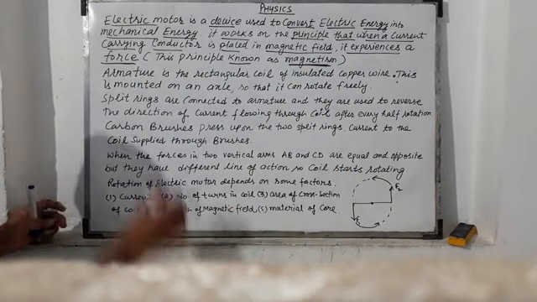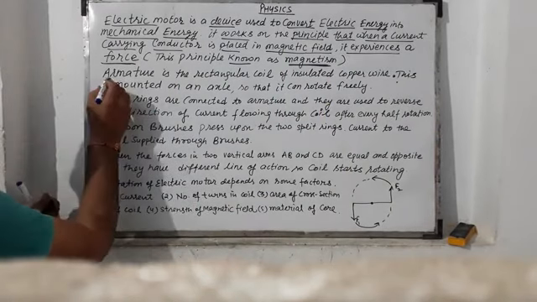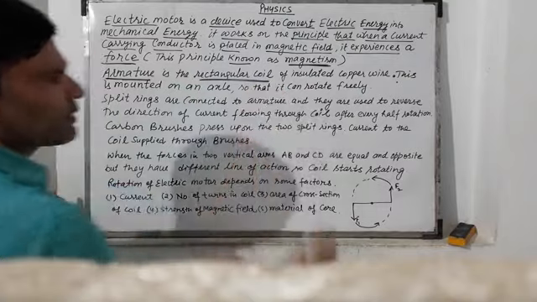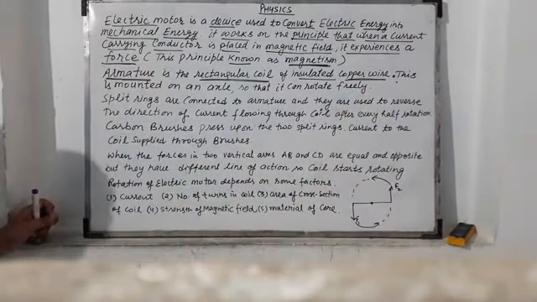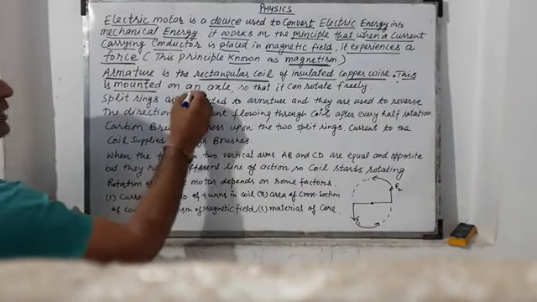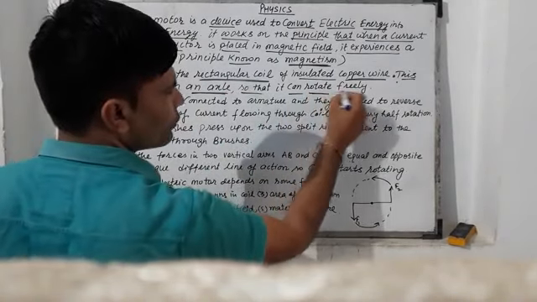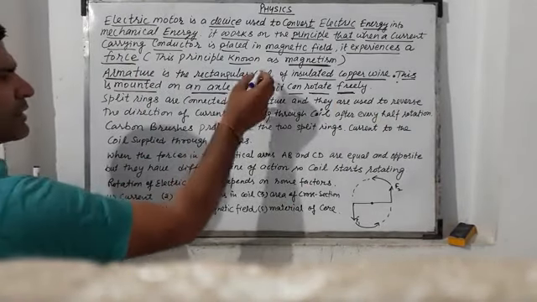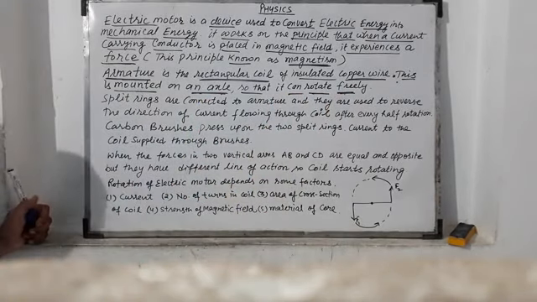Now some parts of the electric motor are, the first is the armature. Armature is the rectangular coil of insulated copper wire. This coil is mounted on an axle so that it can rotate freely.